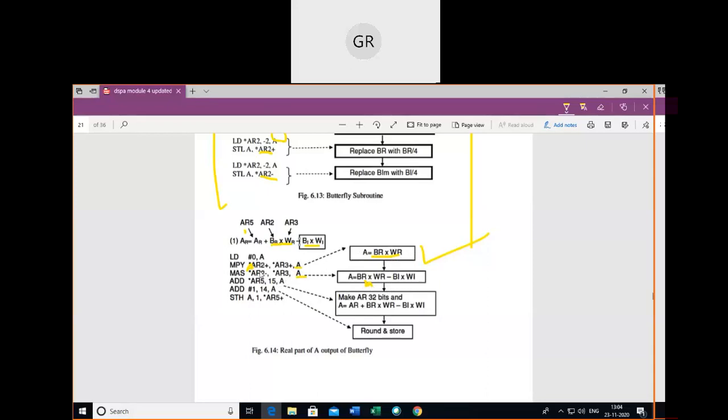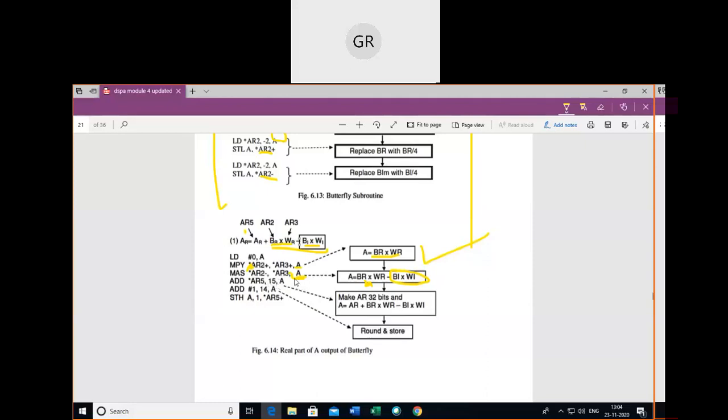That means here, AR2 minus and AR3 minus. Okay, this one. Now add. Now this part is completed. This is in the accumulator, right? Again we store it in the accumulator. The accumulator will consist of this part, which is then added to AR, right? AR means AR5 plus. So here: add star AR5 comma 15 comma A.